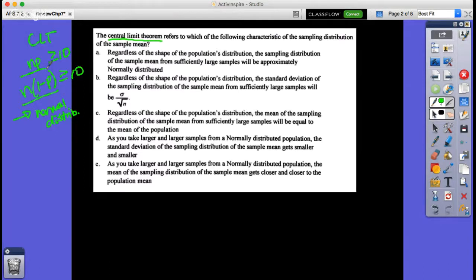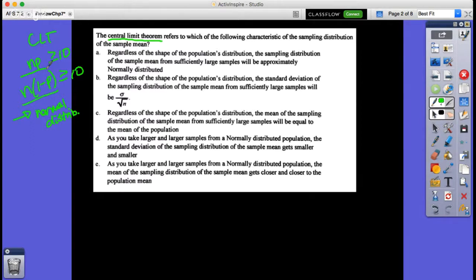So let's keep going. This refers to which of the following characteristics of the sampling distribution of the sample mean? Okay, A says this: regardless of the shape of the population's distribution, the sampling distribution of the sample mean from sufficiently large samples will be approximately normally distributed. That actually sounds pretty good. We'll come back to that.